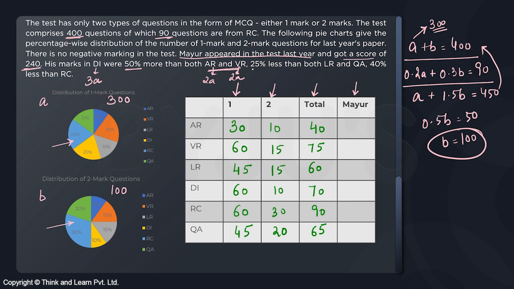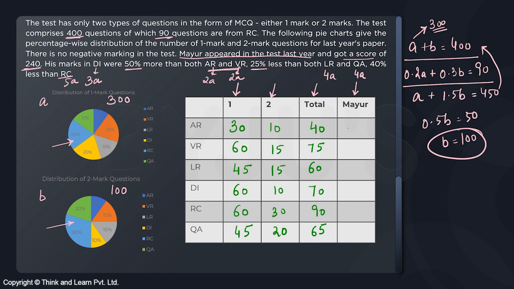This 3A is 25% less than both LR and QA. So if 3A is 25% less than something, that must be 4A. And it is 40% less than RC. 40% less means it is 60% of RC. So RC must be 5A.